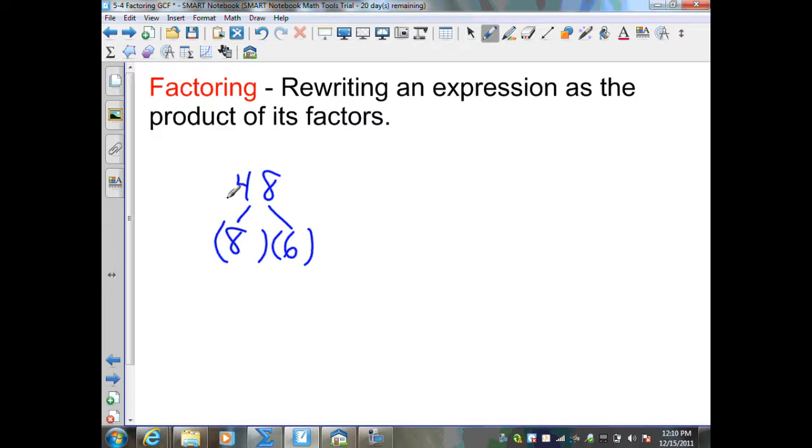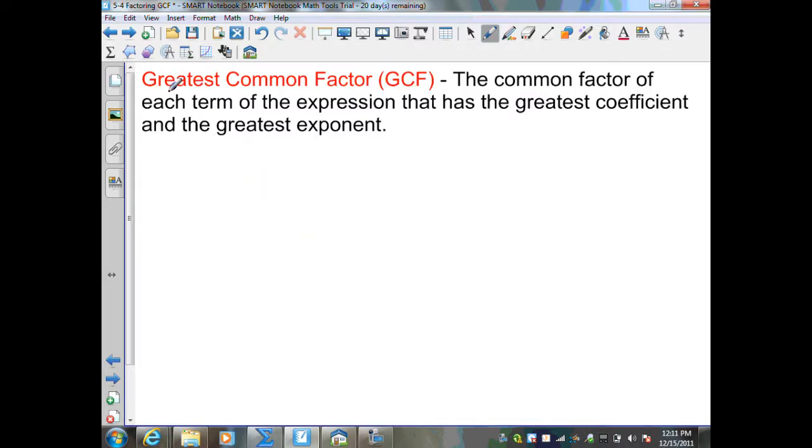In this case, there are multiple ways to write 48 as a product of its factors. I've written 8 times 6. I also could do 4 times 12. But this is an example of writing something as a product of its factors. What we want to do is actually do this in terms of an algebraic expression. With an algebraic expression, we want to use the greatest common factor, the GCF.